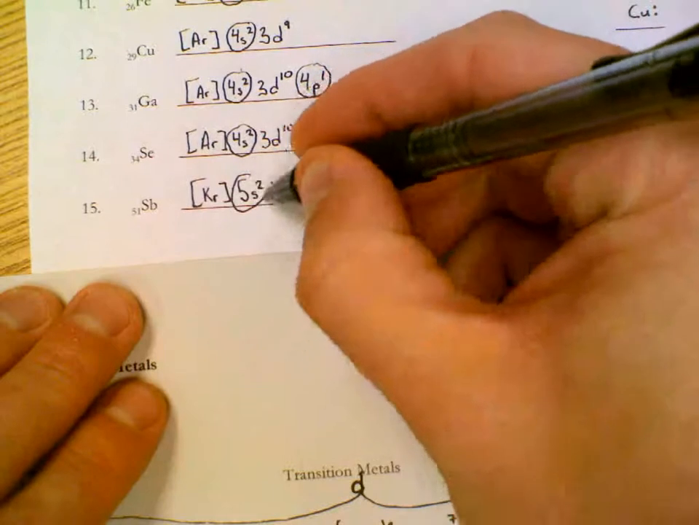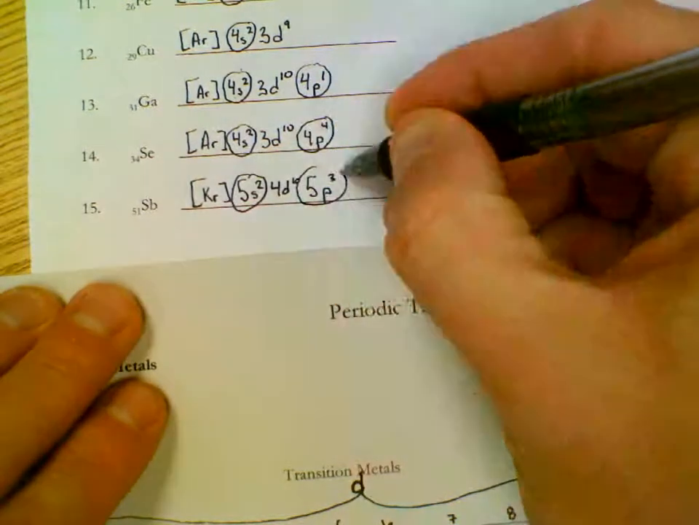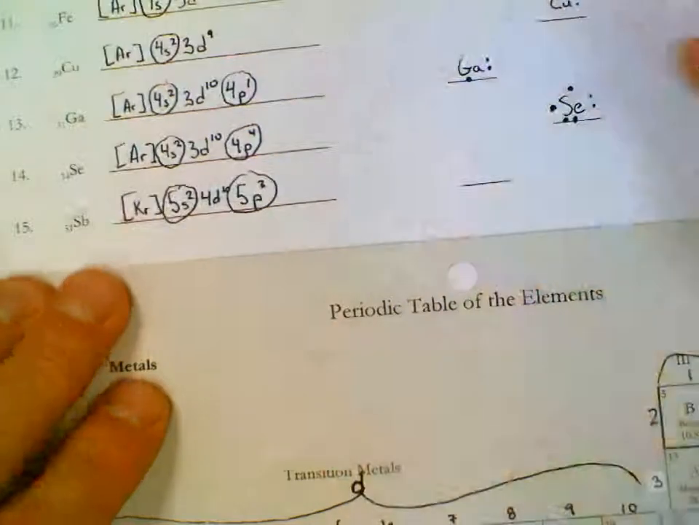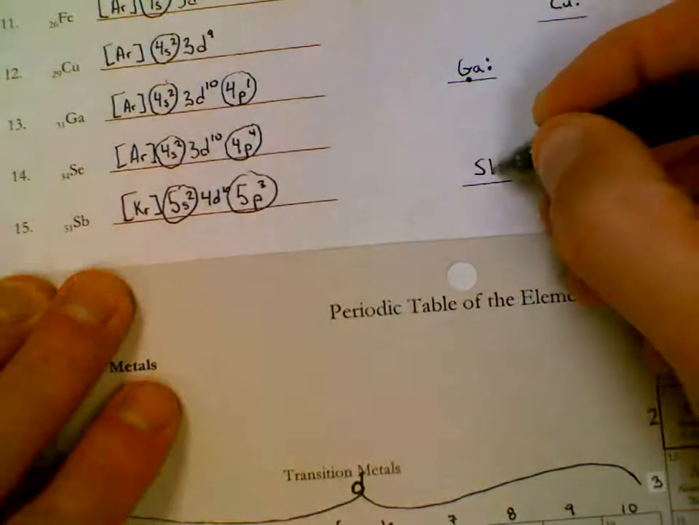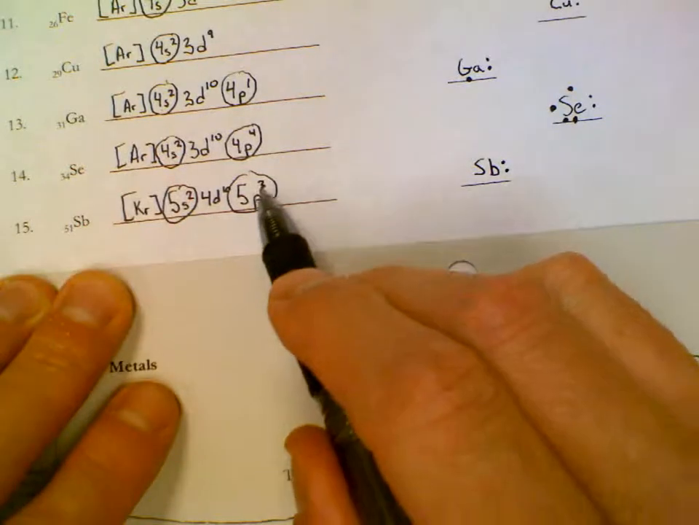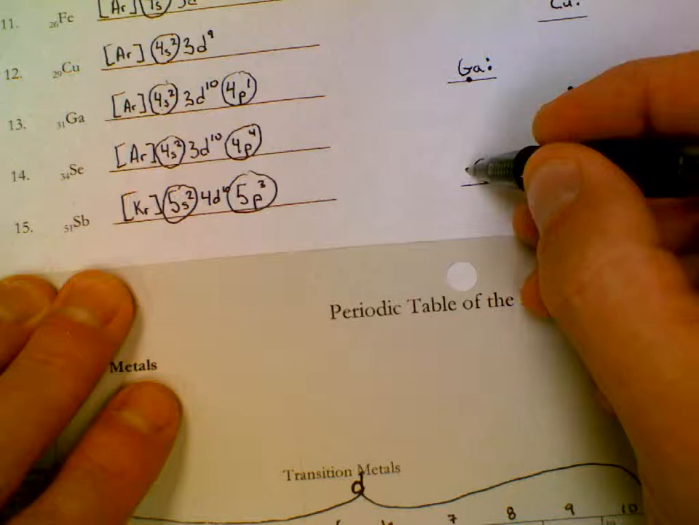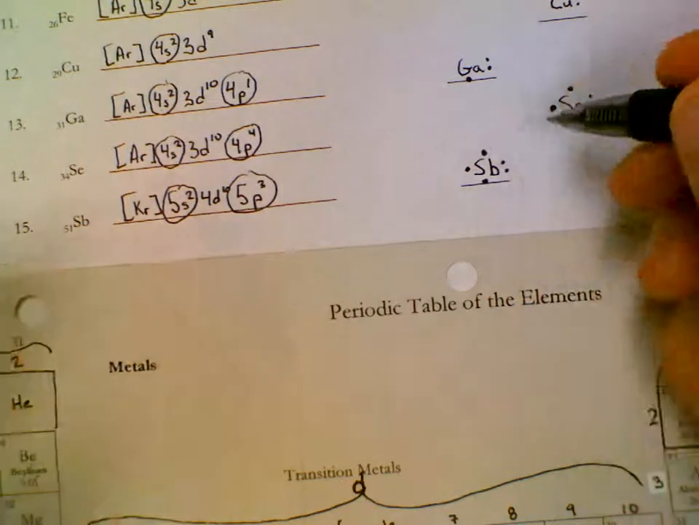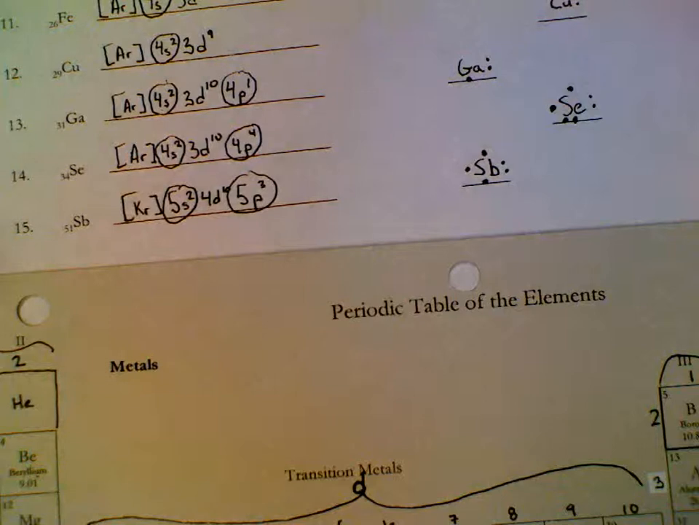Circle the 5s2, circle the 5p3, because 5 is larger than the 4. Antimony's dot diagram would then be the 2 s electrons, as we circled over here. We have 3 p electrons, bottom, left, top, making sure to spread those out. Don't give one side doubles before all of them get singles.